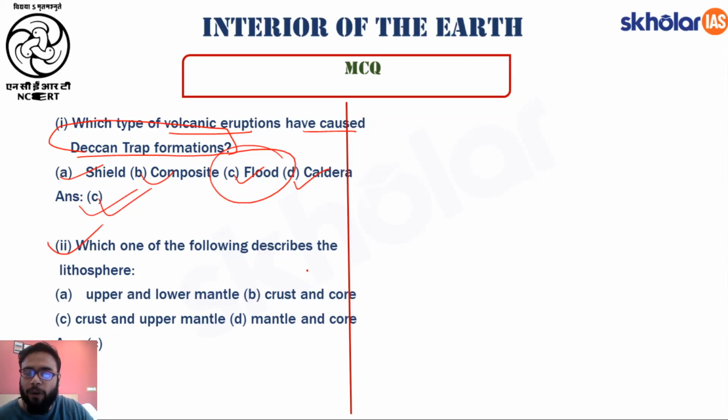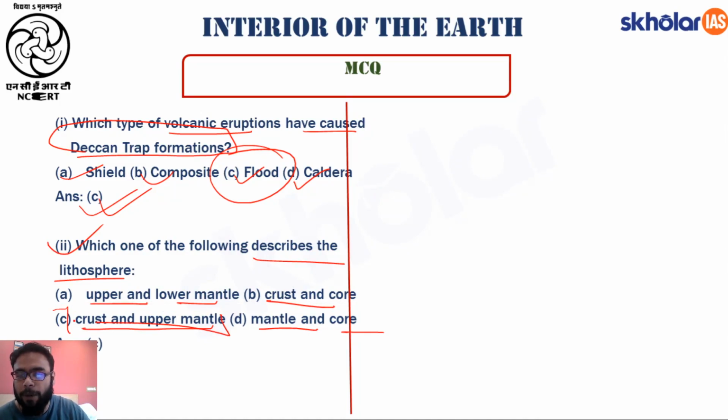Right? Then which of the following describes the lithosphere? A. Upper and the lower mantle. B. Core, crust and the core. C. Crust and the upper mantle, and D. Mantle and the core. Of course, it is your crust plus the upper part of the upper mantle. Therefore, your correct answer here is C. Okay, so this is where we will stop.